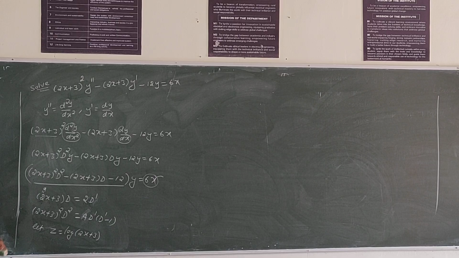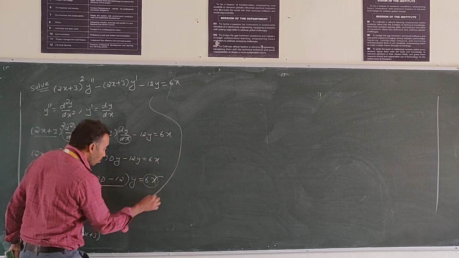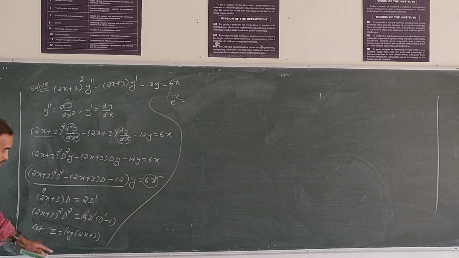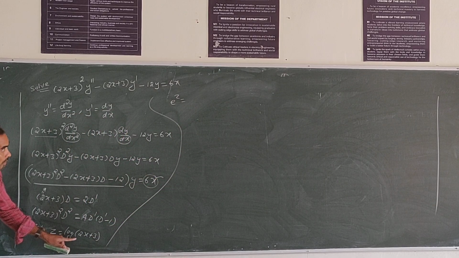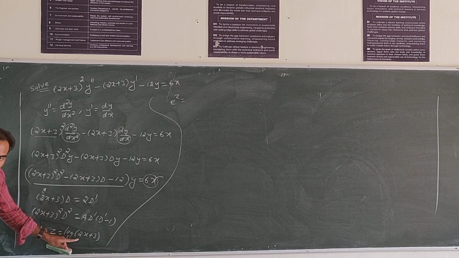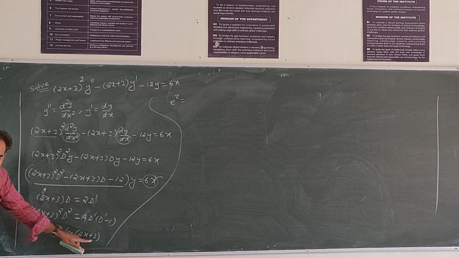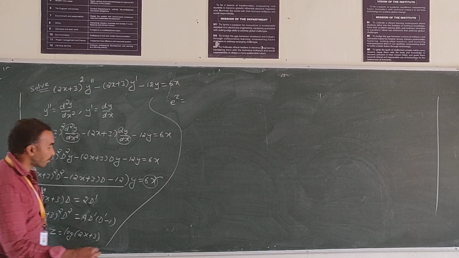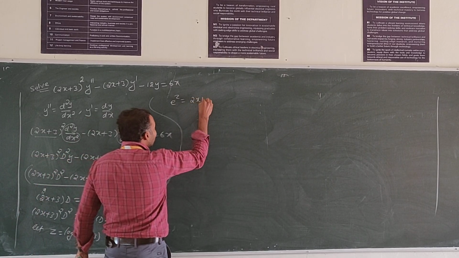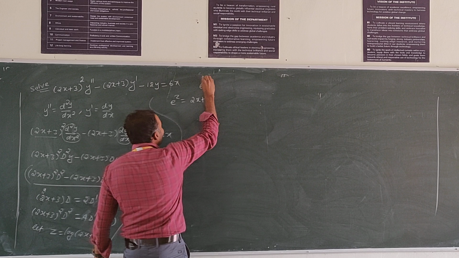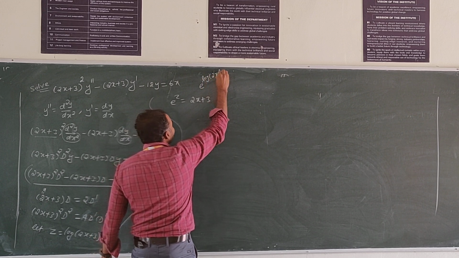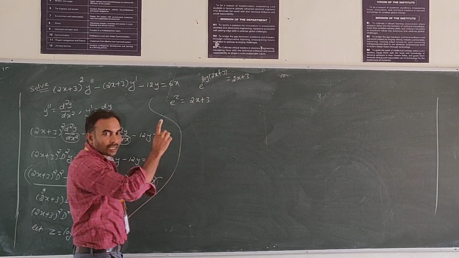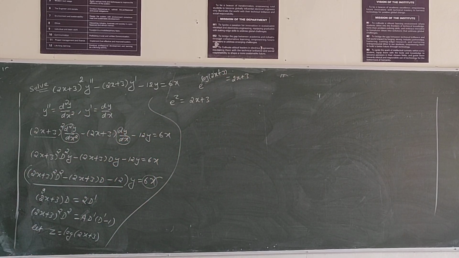Then what about e^z? e^z equals e^(log(2x+3)). So e^(log(2x+3)) can be written as 2x+3. So these are all the basic concepts. Learn that.